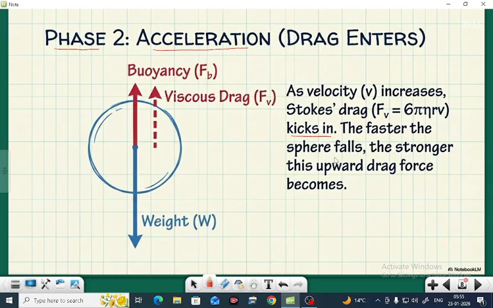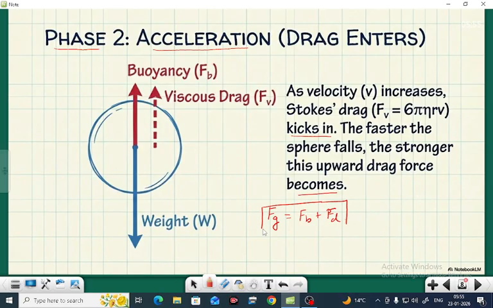The faster the sphere falls, the stronger this upward drag force becomes. So in this case, what we get is force of gravitation is equal to force of buoyancy plus force of viscous drag, F of d, or viscous drag, we can say this one.